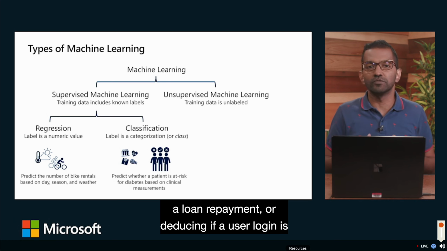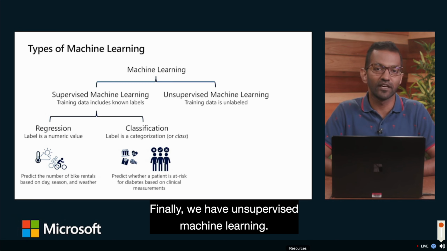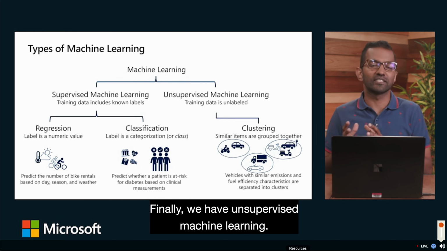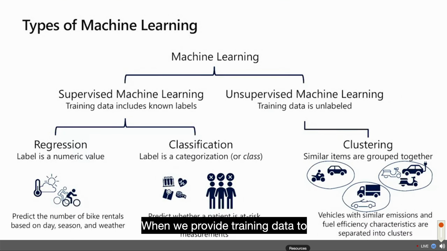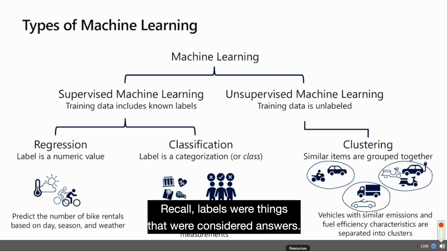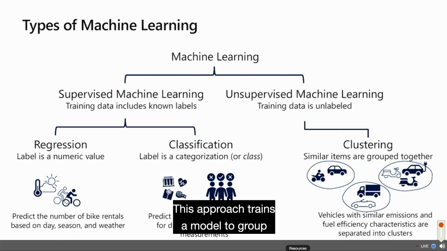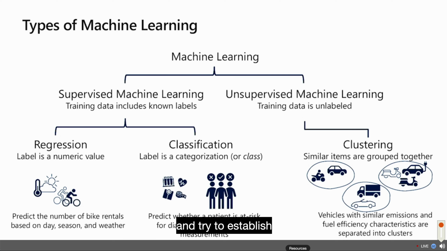or deducing if a user login is legitimate or might be a hacker when someone is logging into an account. Finally, we have unsupervised machine learning. When we provide training data to an unsupervised machine learning model, there are no labels provided, just features. Recall, labels were things that we considered answers. So this time we have no labels. So this approach trains a model to group similar items based purely on their characteristics. It is just going to look at their features and try to establish some sort of a similarity and put them together in groups or clusters.